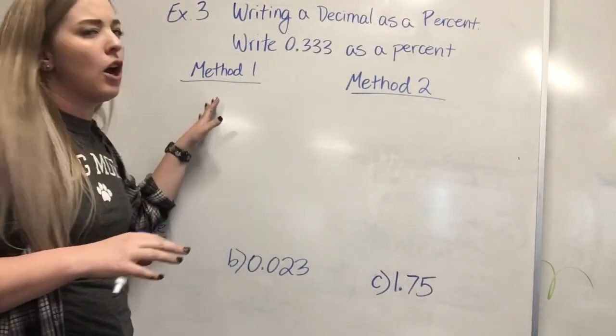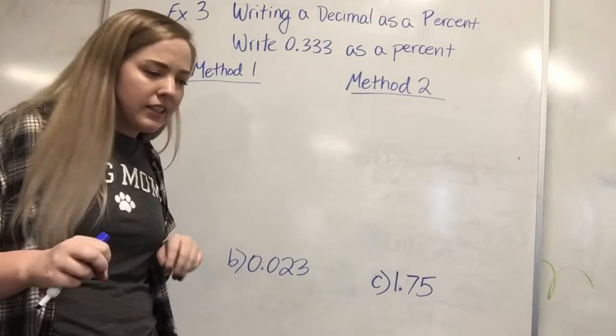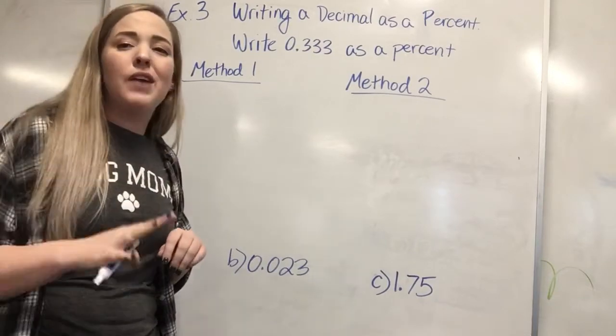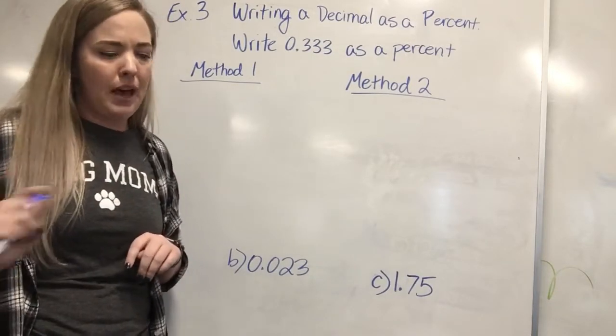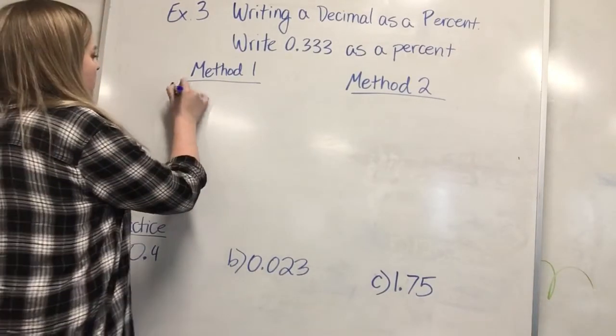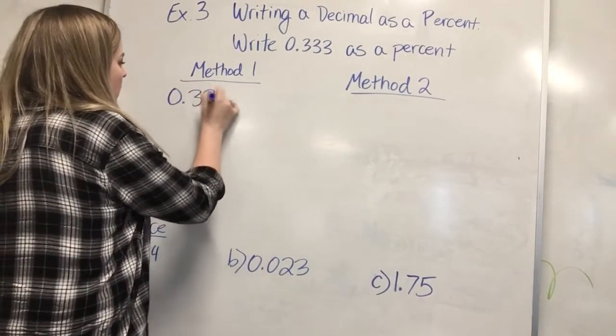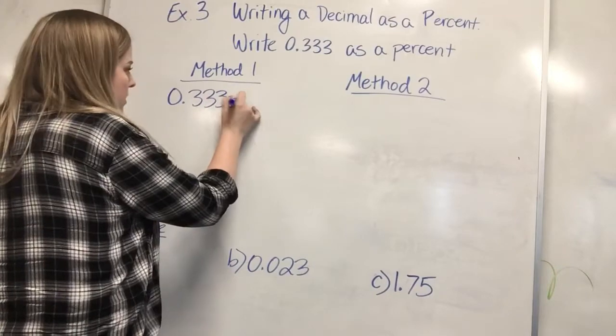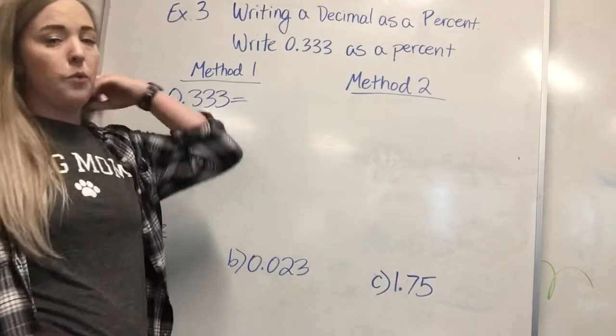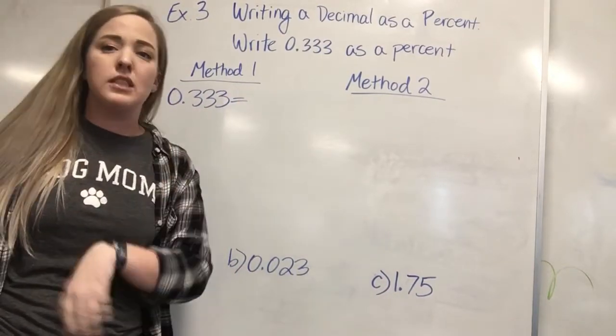So it doesn't say it on my board right here, but method 1 is we're going to rewrite it as a fraction first, okay? So we're taking 0.333, and we're writing it as a fraction. So we've done this before. We've turned decimals into fractions.